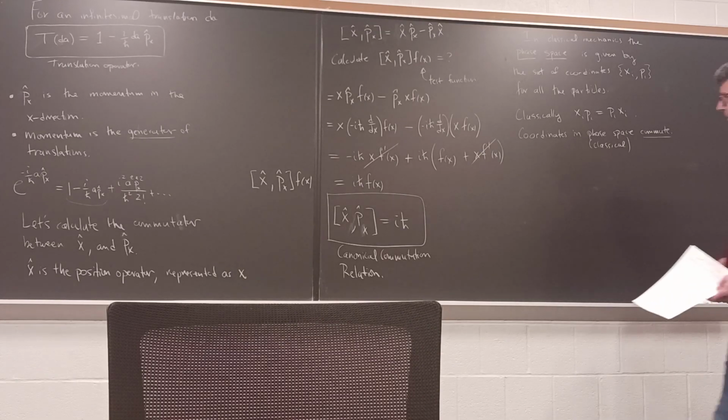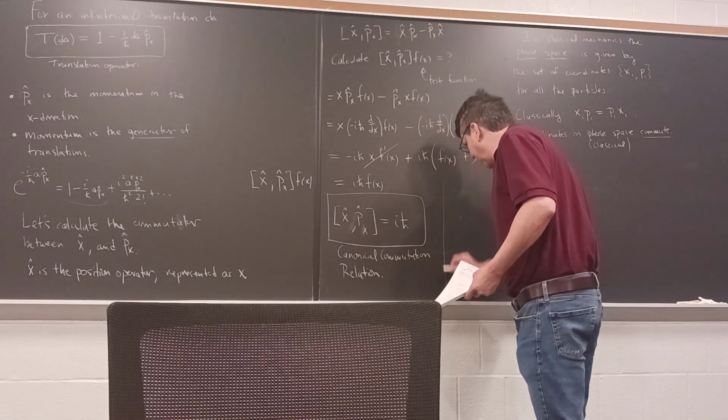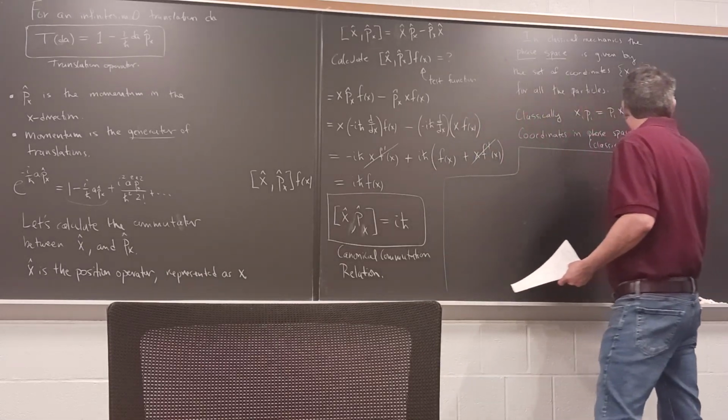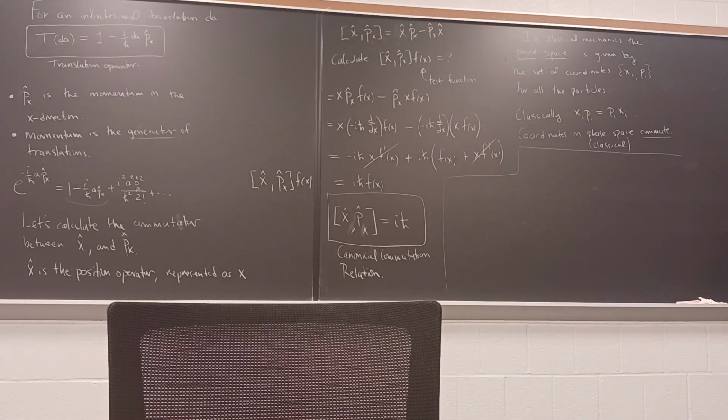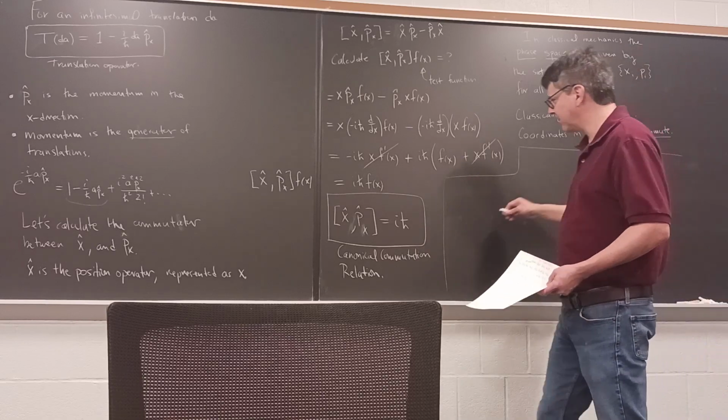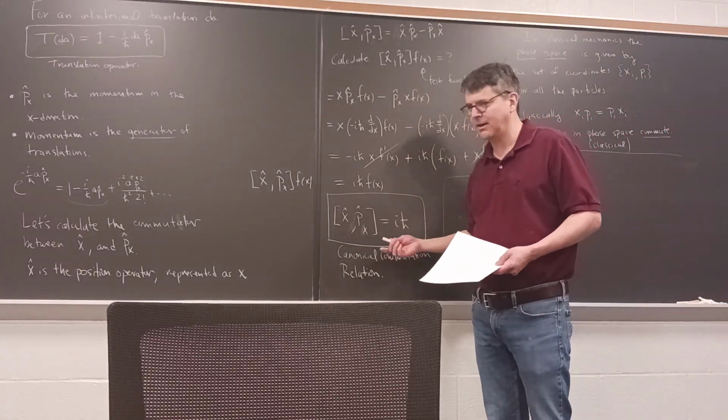Okay, so that's the big difference. That's the huge difference between them. The transition between quantum mechanics and classical mechanics is just this: you take the classical phase space, you make the coordinates non-commuting, and you have quantum mechanics.